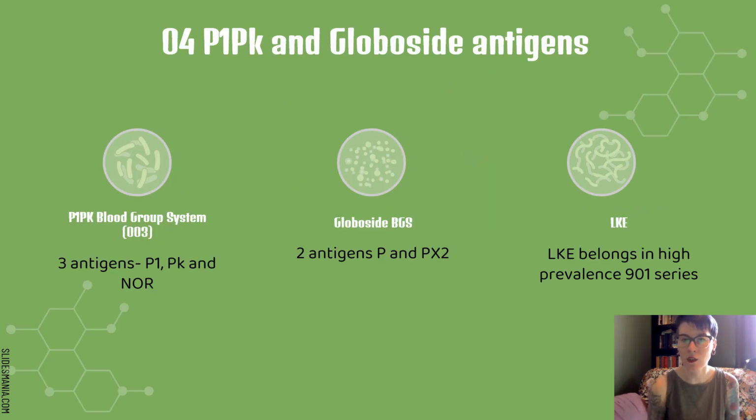And now the P1, PK, and globoside antigens. We have the P1PK blood group system, which is 003 in the ISBT. It has three antigens, P1, PK, and NOR. The globoside blood group system has two antigens now, the P and PX2. And then you have LKE, which got moved over to the high prevalence 901 series.